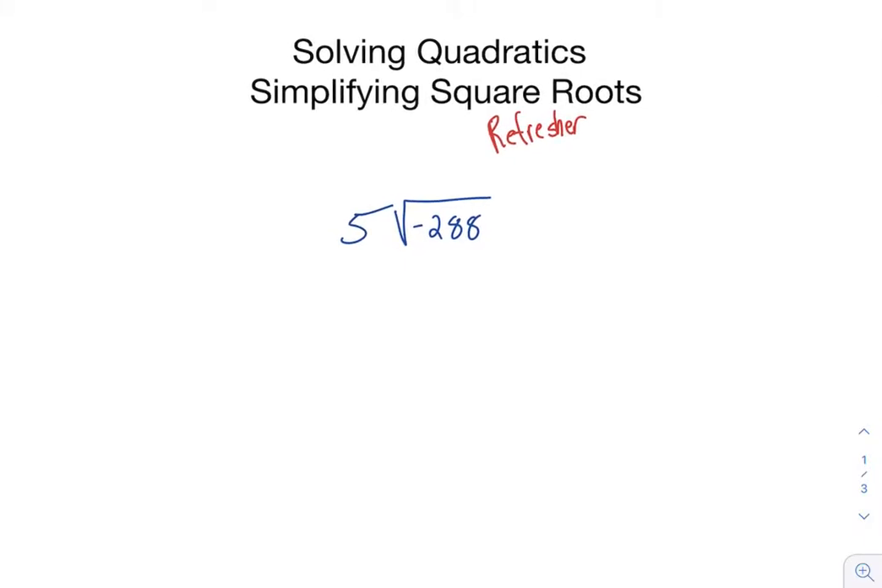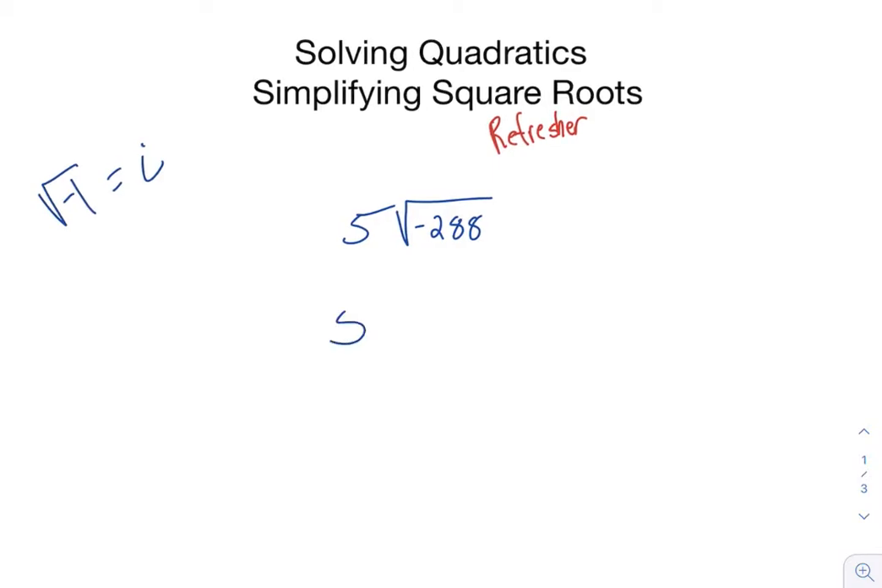First thing we see here is we have 5 times the square root of negative 288. So I want to simplify that square root of negative 288. Just a reminder, the square root of negative 1 is equal to the imaginary number i. So whenever I see a negative square root, what I like to do first is just get rid of the negative inside the radical and replace it with an i outside the radical.